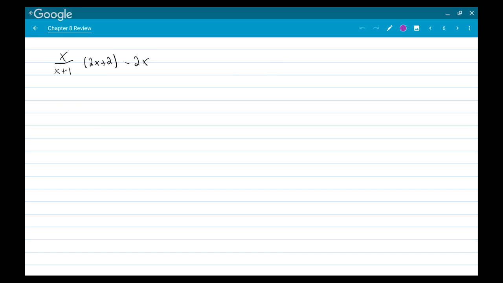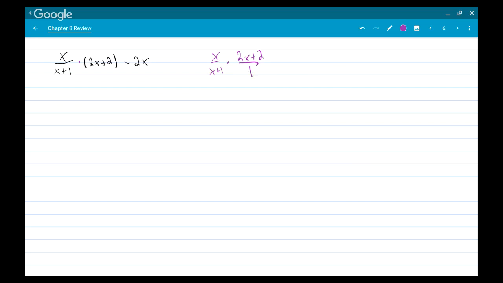This one was probably the trickiest one on the review by far. And the reason I think it's the trickiest one is because there's multiplication and subtraction. So that in and of itself is a little bit of a problem. And we're doing this weird fraction times parentheses thing. The way to interpret this is turn it into x over x plus 1, we're going to leave that, times 2x plus 2 over 1.